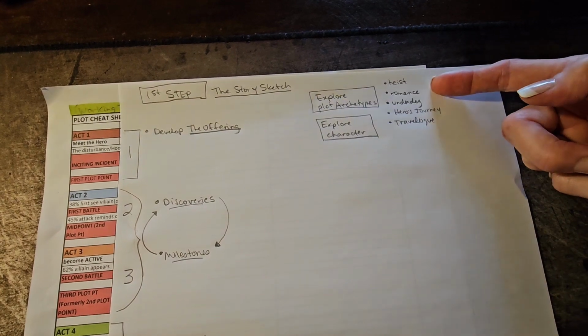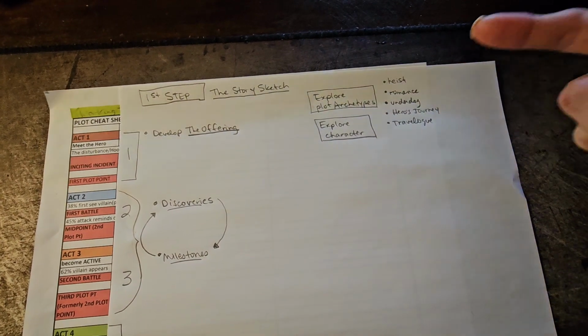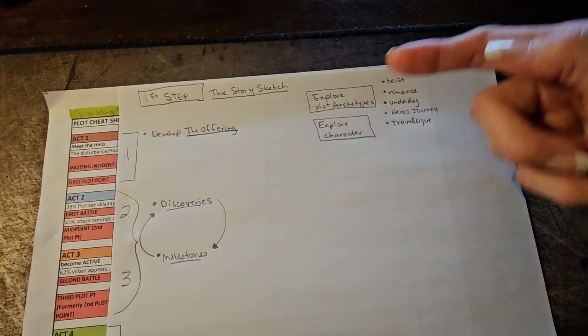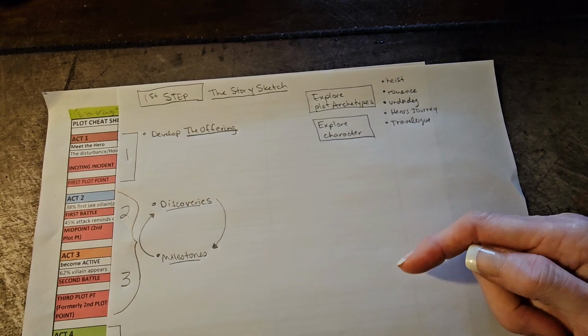Is it a romance? What kind of romance is it? Who is involved? How are they going to meet? What are you going to do to get them together? What conflicts and challenges are you going to put in their way? Again, those are bullet points that you're going to start filling out.